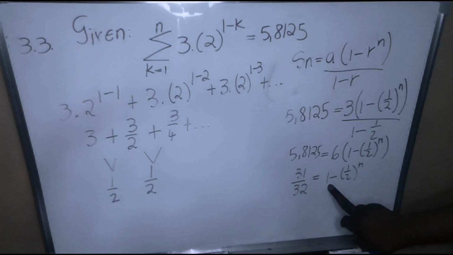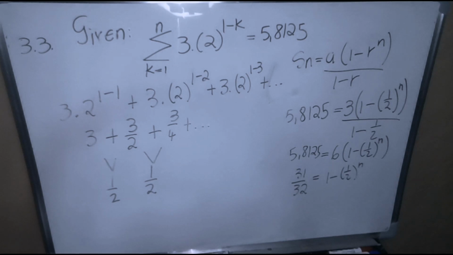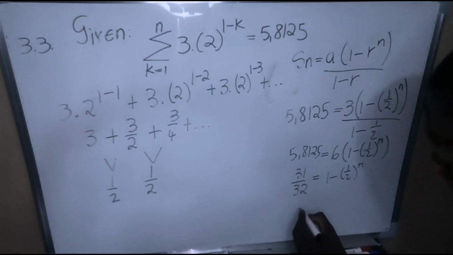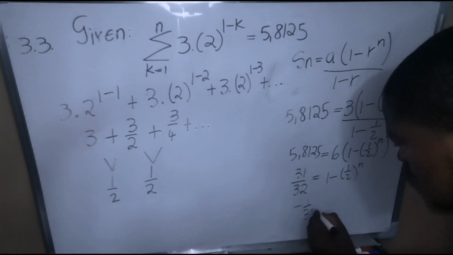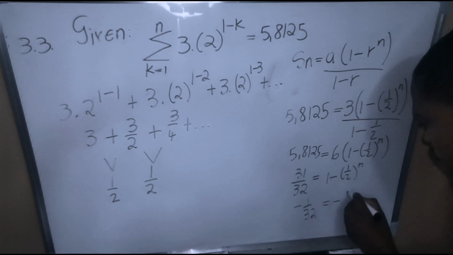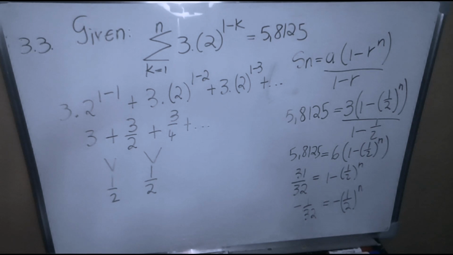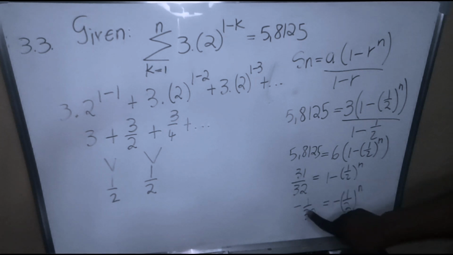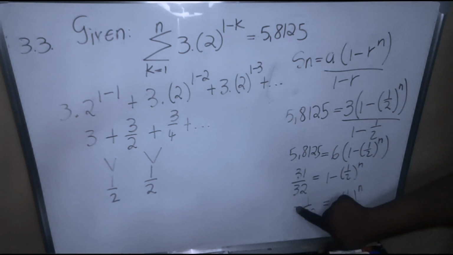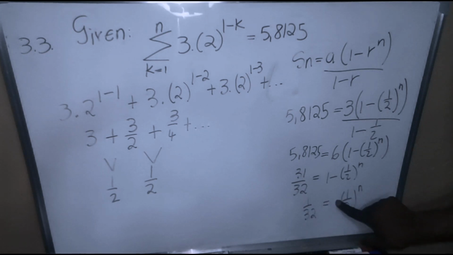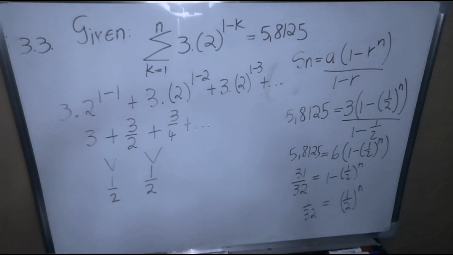Then I'm going to transpose this 1 to the left. I'm going to say that 1 over 2 minus 1 is going to give me negative 1 over 32, equal to negative 1 over 2 to power n. We don't need these negatives on both sides, so I can remove them. When you divide negative by negative, it's going to give you positive. So I can divide by this negative on both sides and they're going to be removed. You don't need to stress about them. There is going to be only positives here.